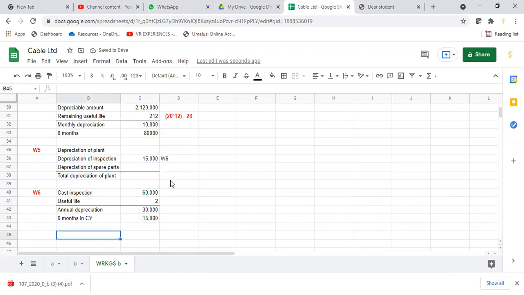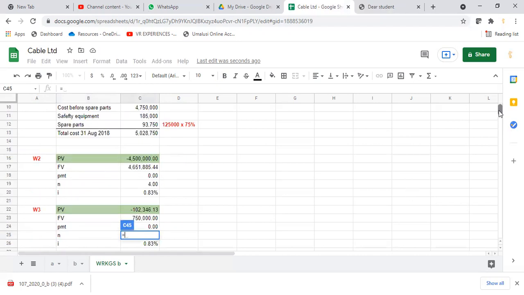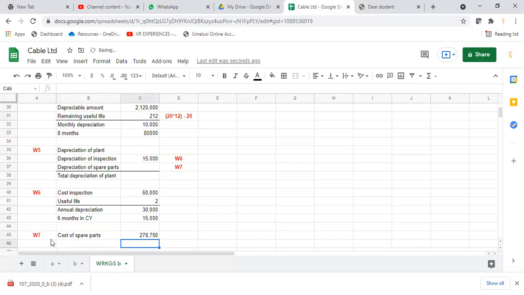The spare parts, working 7. Okay, so working 7, the spare parts. Remember, it was the 185 cost of spare parts. We just go fetch the number above under working 1. It is going to be that plus that. Okay, so 278. We have it for 6 years.